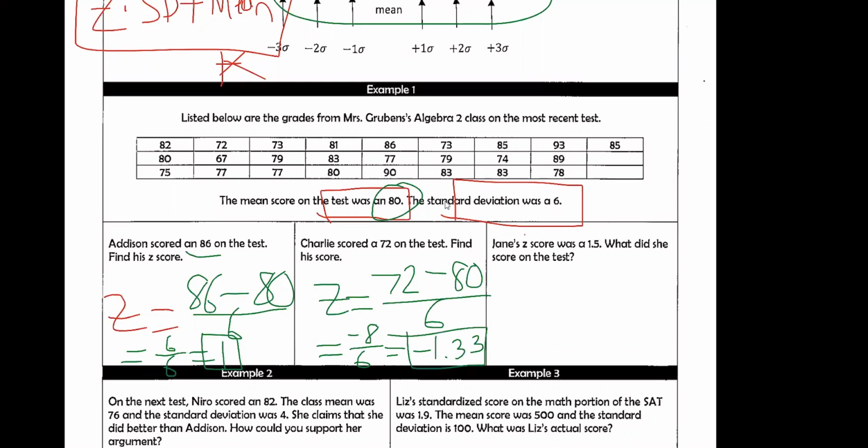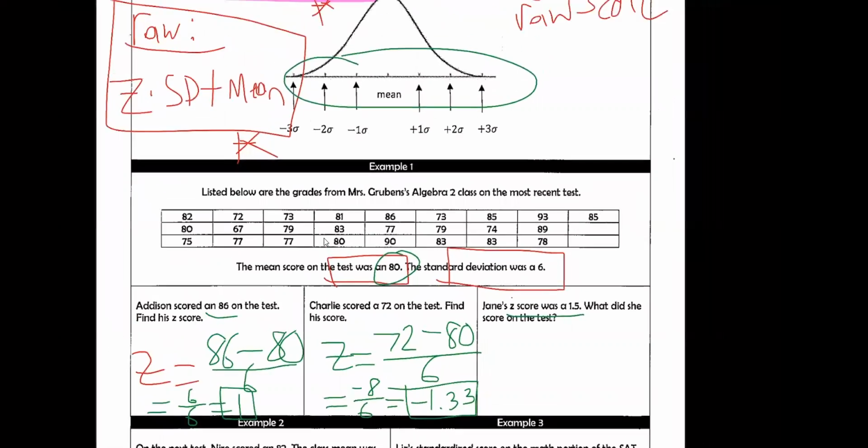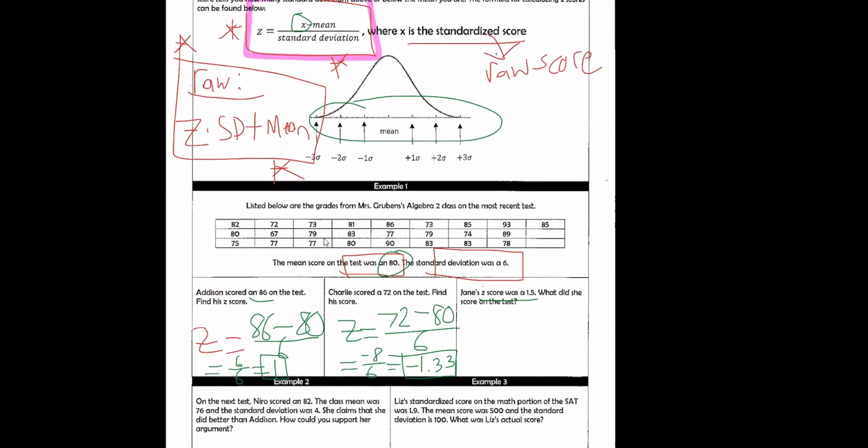Keep in mind, a lot of times with these z-scores, you will get a decimal. All right, this next question, they tell us what Jane's z-score is. We want to know what she actually scored on the test. So this is where we're going to be using, I'll highlight it in green, this raw score formula. So you would take the z-score times the standard deviation plus the mean. That's the formula we're going to use.